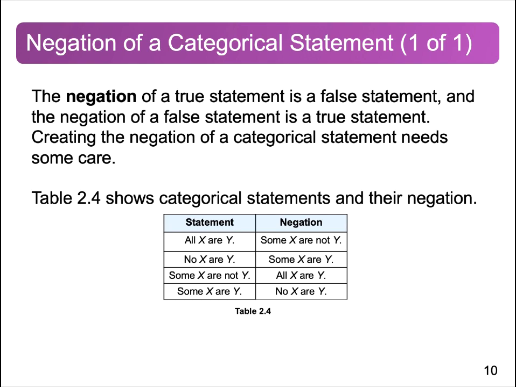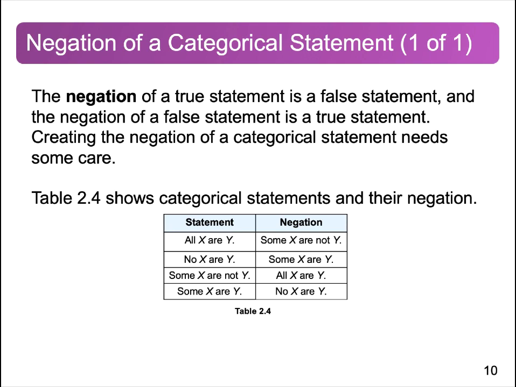If you have the statement, all x are y, the negation is that some x are not y. A lot of people will try to say that the opposite of all is that they are none. But you can't go from all to none. If you said that all whales were mammals, then the negation here would just be that there are some whales that are not mammals. Not that all whales are not mammals.